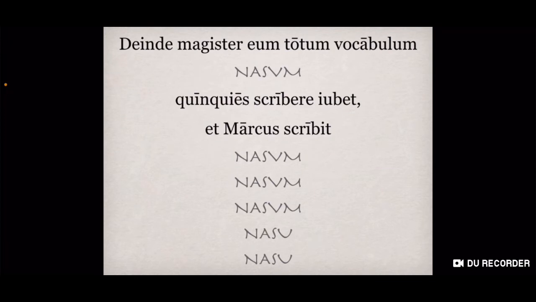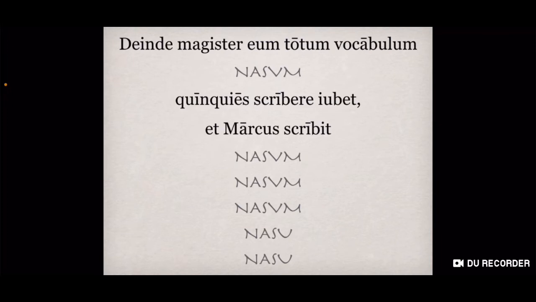Deinde magister totum vocabulum nasum quinquies scribere iubet. Then the teacher asks him to write the word nasum 5 times, or orders him to write the word nasum 5 times.